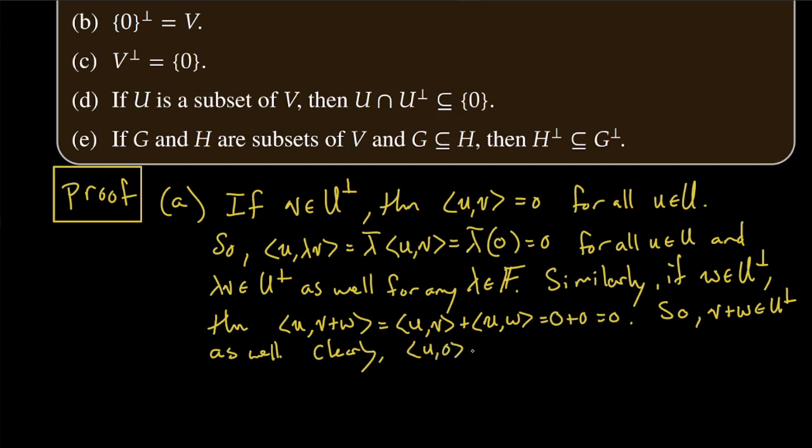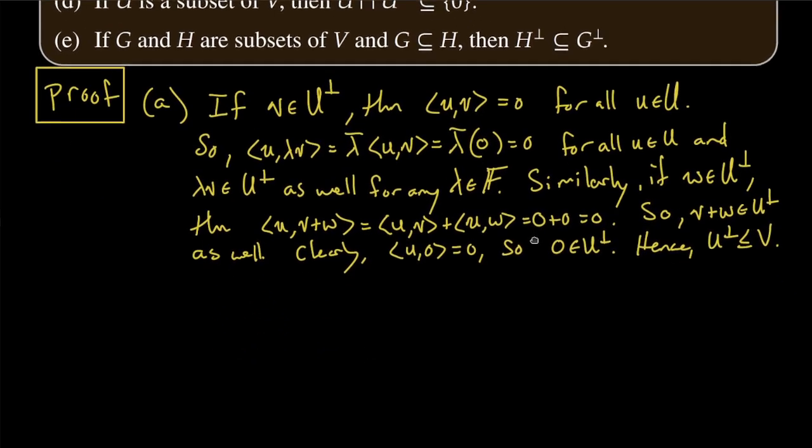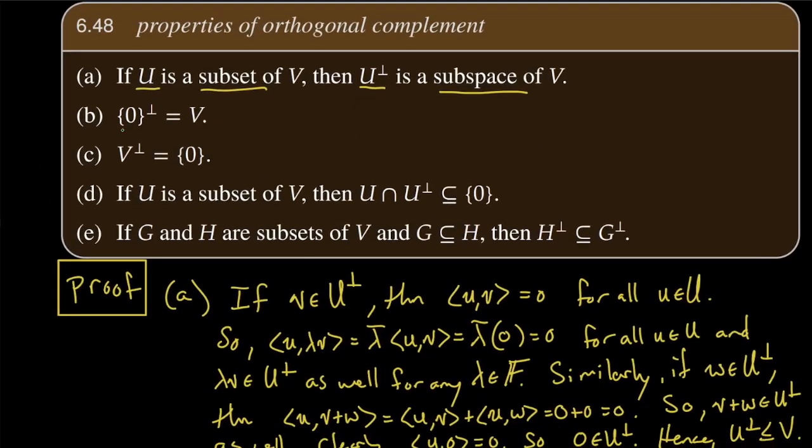Clearly, ⟨u, 0⟩ is 0, so the 0 vector is in U perp. Hence, U perp is a subspace of V. That is, we showed that it is closed under scaling, closed under addition, and has the 0 vector, so it's a subspace. All right, our next claim, part B and part C, are actually pretty straightforward.